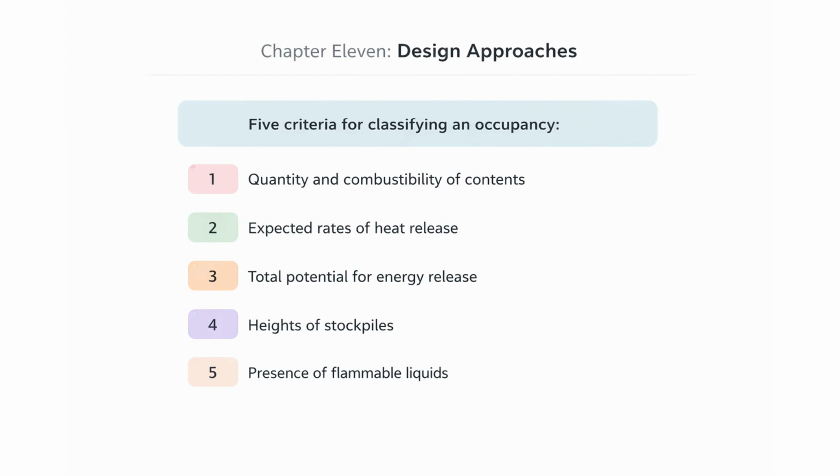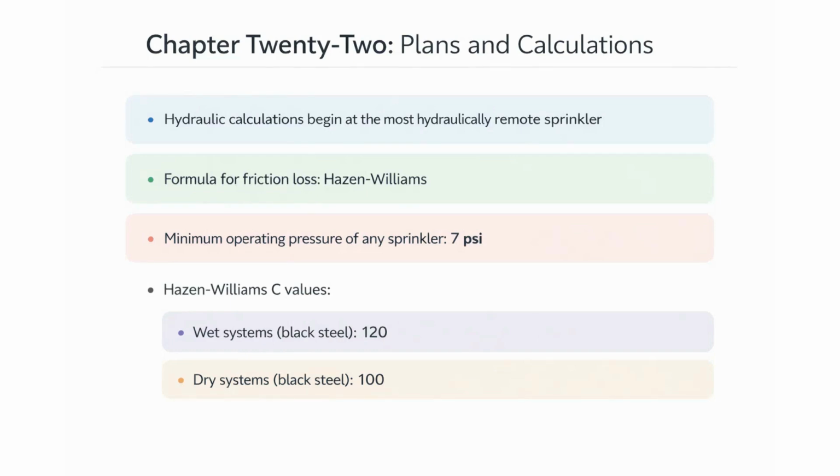In Chapter 22, we look at plans and calculations. Hydraulic calculations always begin at the most hydraulically remote sprinkler in the system. The Hazen-Williams formula is used to calculate friction loss. Regardless of the design, the minimum operating pressure for any standard sprinkler is 7 psi. Also, remember the Hazen-Williams C values for black steel pipe, 120 for wet systems and 100 for dry systems, reflecting the increased internal roughness in dry pipes.